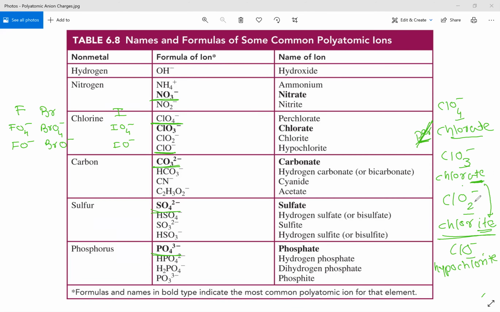Now if we have 1 less, which is 2, as we just learned about the rule from ate, if we have 1 less oxygen, we're going to call it ite. So now we can call it chlorite. Now even if we have 1 further less oxygen, which is just 1 oxygen, we don't have any more suffix to use, so we're going to go back to the prefix and call it hypo and just use the same name, chlorite.